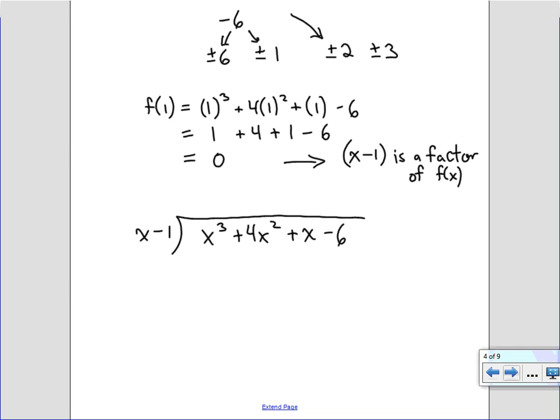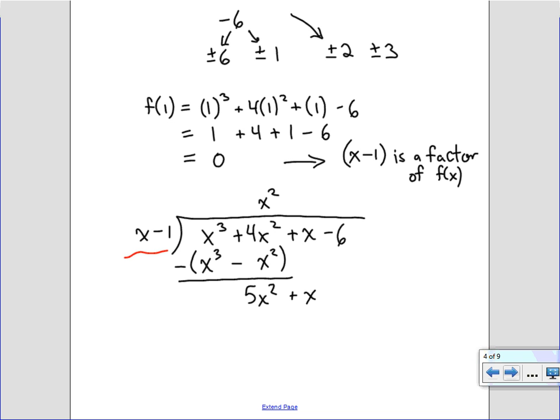So what do we do? It looks like we need to multiply by x squared. So x squared times x minus 1 is x to the power 3 minus x squared. Subtract. That eliminates my x to the power 3 term. If I subtract a negative, a negative and a negative become a positive. That leaves me with 5x squared. I bring down my next term, and I look again at my original factor x minus 1.